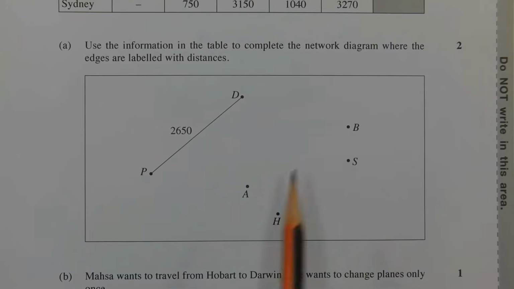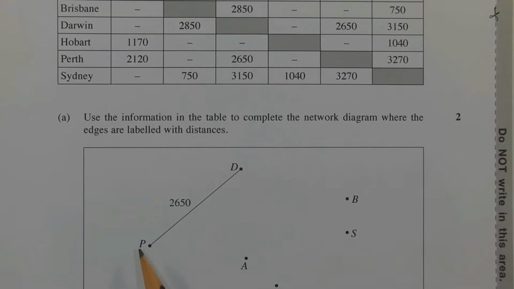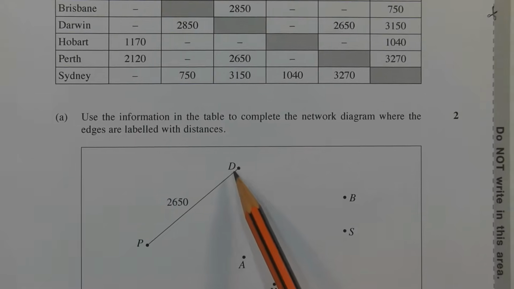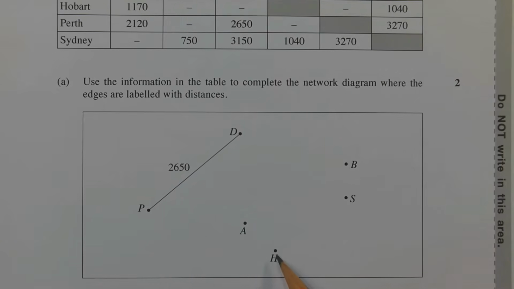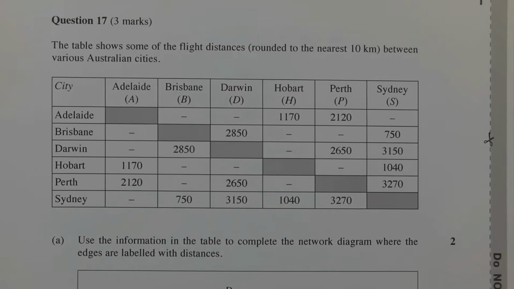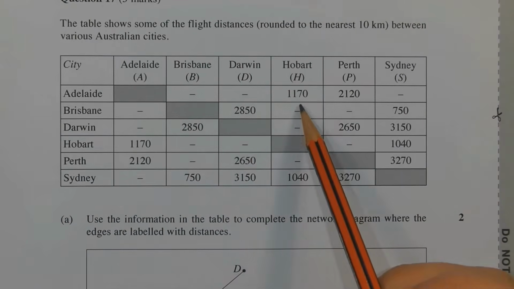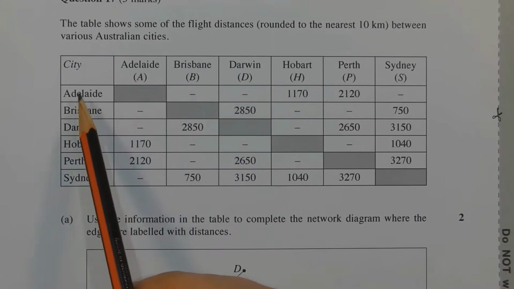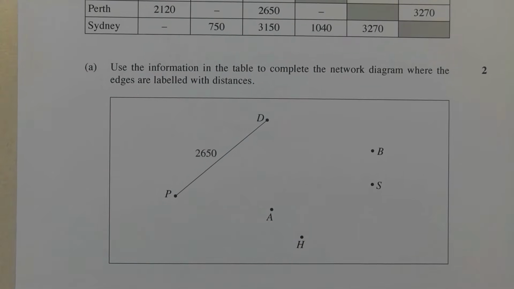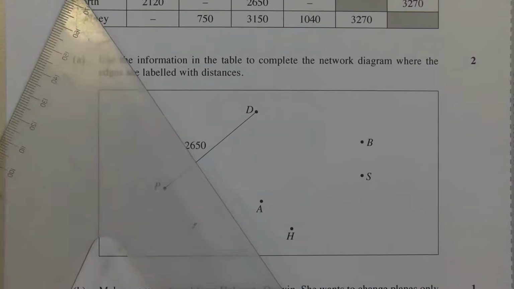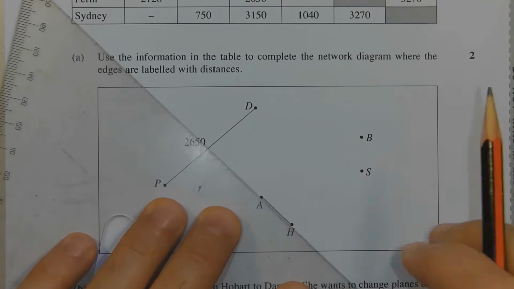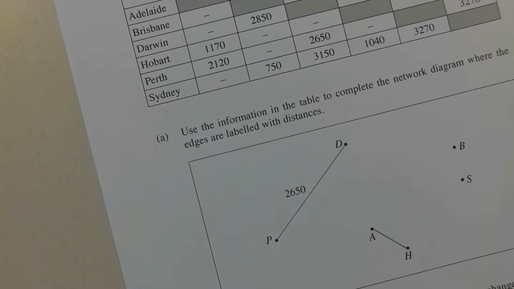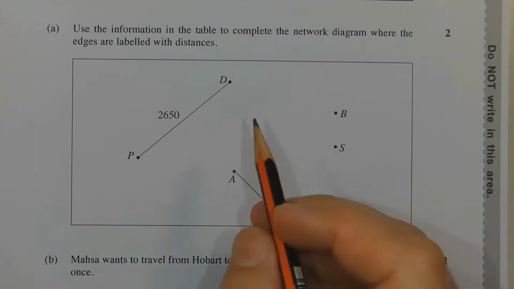Now each of these vertices represent the capital cities. So for example, P represents Perth, D represents Darwin, B represents Brisbane, S represents Sydney, H represents Hobart, and A represents Adelaide. So going back to the table, first thing I'm going to do is draw in the edges. So there's an edge between A and H. So going to our network diagram, locate A and H using a ruler. I'm going to join those two vertices like that. Then what I'm going to do is write the distance next to that edge.